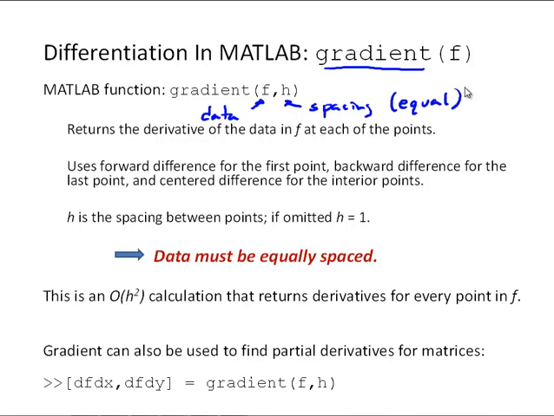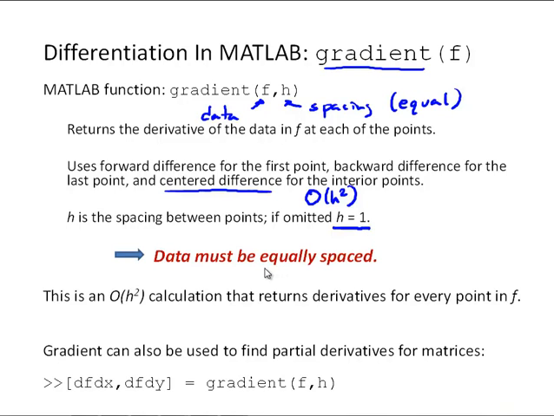So this is going to return the derivative of the data in f at each of the points, and the output vector has the same number of points. It uses a forward difference for the first point, since we can't use a central difference because there's no minus 1 point, a backward difference for the last point, and centered differences for the interior points. And these are the order h squared, second order central differences. So h is the spacing between points. If you leave that out, there's a default that just says h is equal to 1. So generally you would include that.